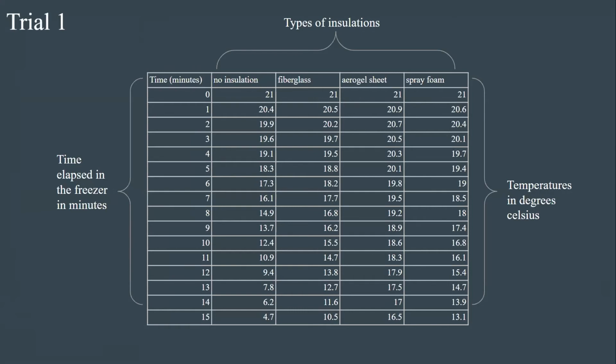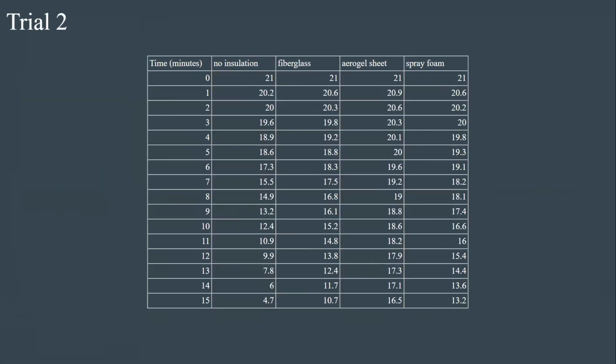So for our results, this is the table of trial 1, and you can see at the top, those are the types of insulation, and on the left, that's the time elapsed in the freezer in minutes. It goes from 0 to 15. And on the right side, those are the temperatures in degrees Celsius. So this is the same for trial 2, same for trial 3.